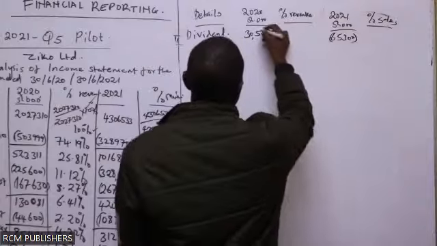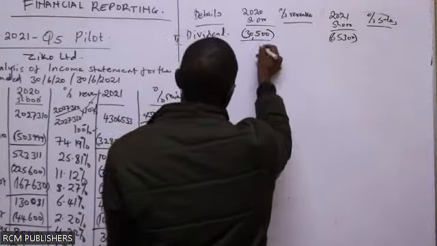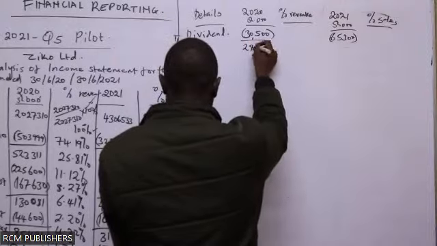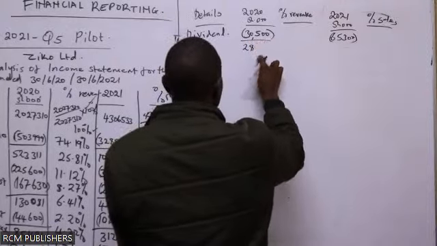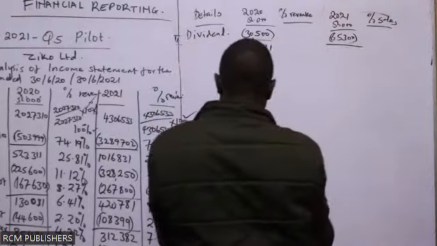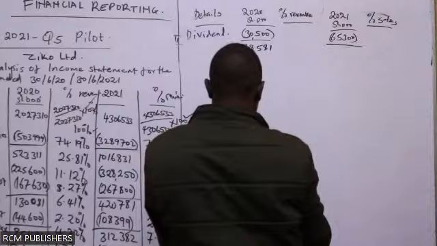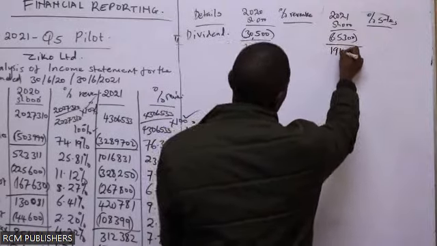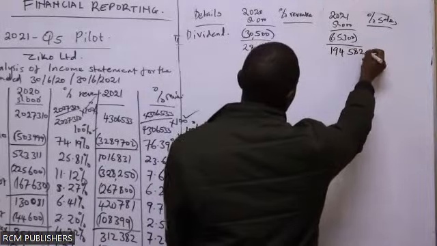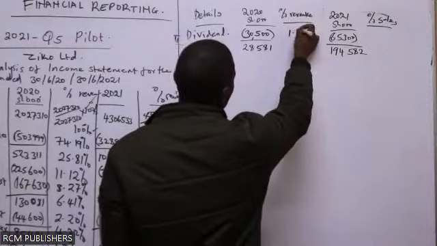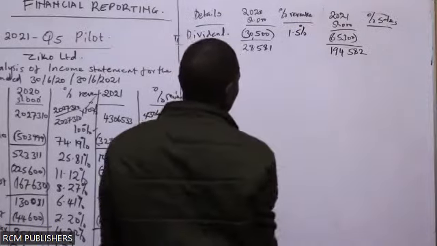Give me the percentage of our dividend paid. 28,581 divided by 1,94,582. Dividend ni ngapi? 1.5. Thank you. 1.5%. How about for the 2021?